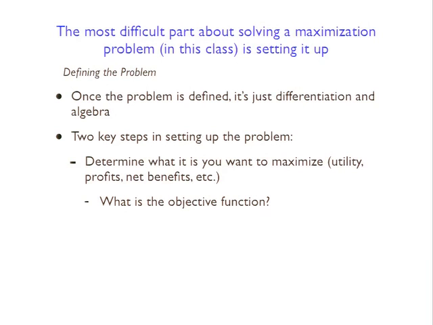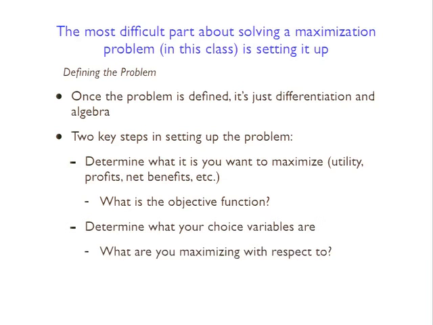And then the other key step is figuring out what your choice variables are. So what are you maximizing with respect to? And so really the key here is figuring out what's a choice variable and what's just a parameter. A parameter is basically something that's taken by the person who's solving the maximization problem as given.